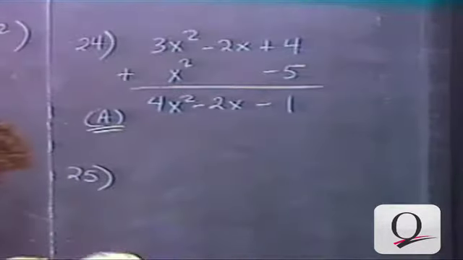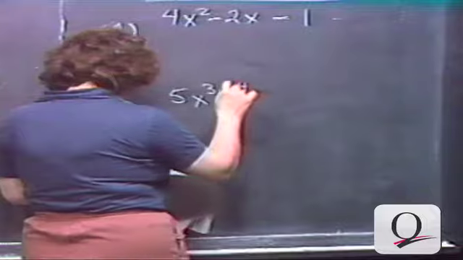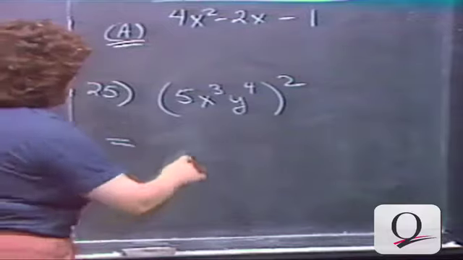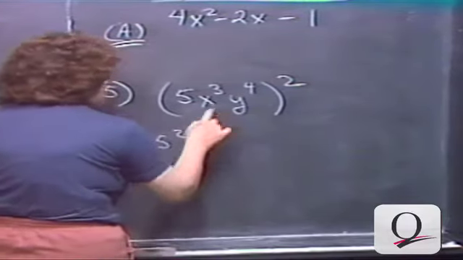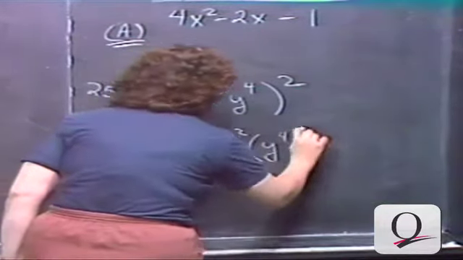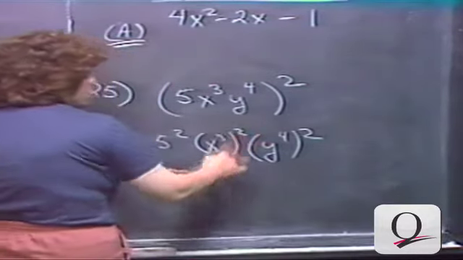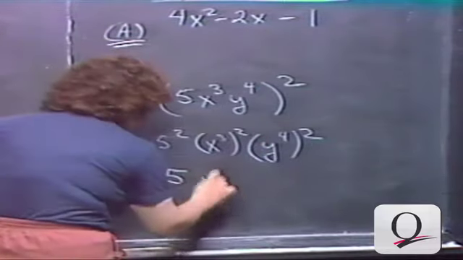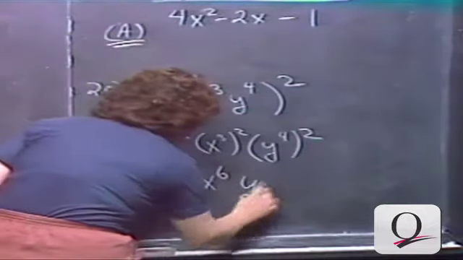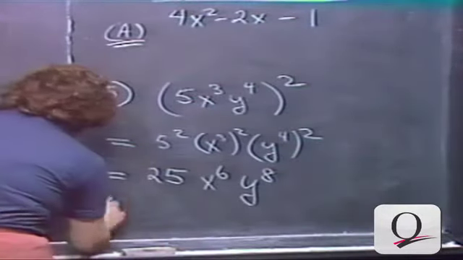Question 25. 5 x cubed y to the 4th, quantity squared. Okay, this means that the 5 is squared, the x cubed is squared, and the y to the 4th is squared. The 5 squared, of course, is 25. X cubed squared, you multiply the 3 times the 2 and get 6. X to the 6th. Y to the 4th squared, 4 times 2 is 8. And the answer is 25 x to the 6th y to the 8th, which is answer A.